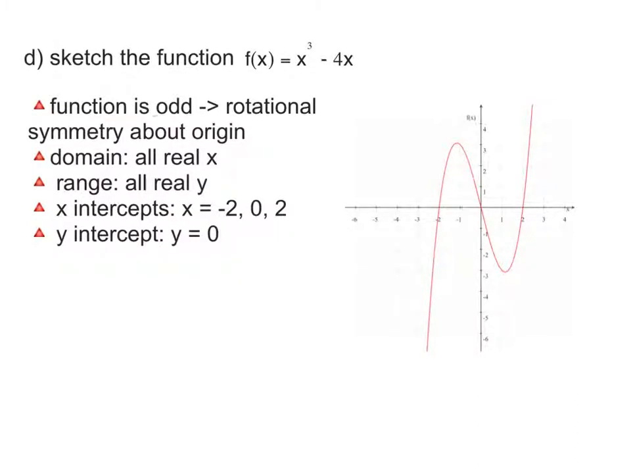Our function is odd, and so it is symmetrical about the line y equals x. And so we can see that what is happening on one side of that line is mirrored on the other side. Our function continues in both directions for all real x and all real y, as identified with the domain and the range. We have our x-intercepts of -2, 0, and 2, which also happens to be our corresponding y-intercept.